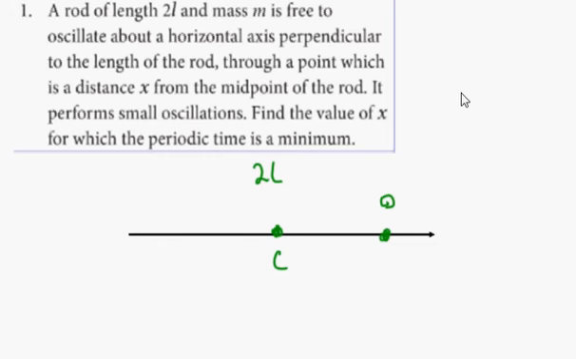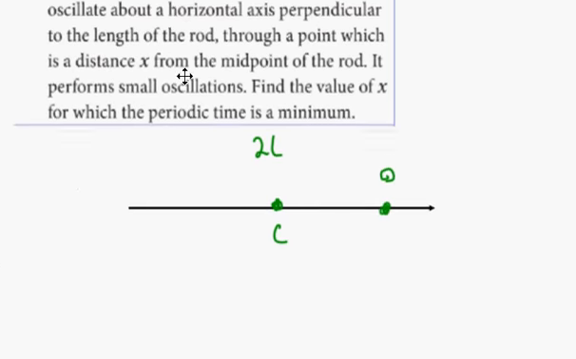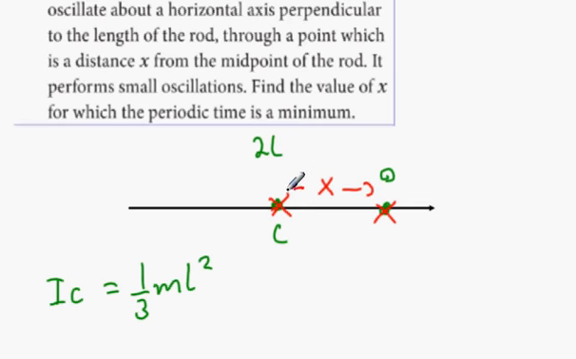Okay, so now that we have that determined, what we're going to do is I_C. Now I_C equals a third ML squared. That is when it's rotating perpendicular to its center. That's going straight through the center. So this formula here means it's going straight through its center. Okay, and we're going to use the parallel axis theorem to get it to here. So it's a distance x from C.